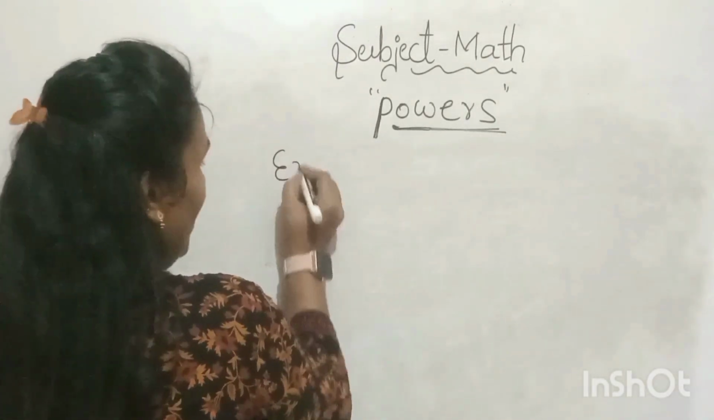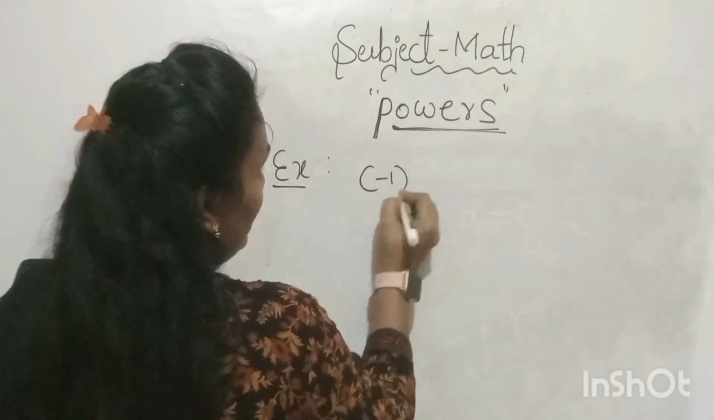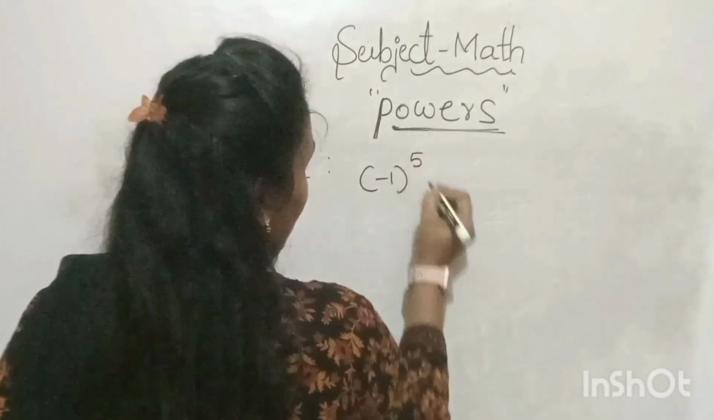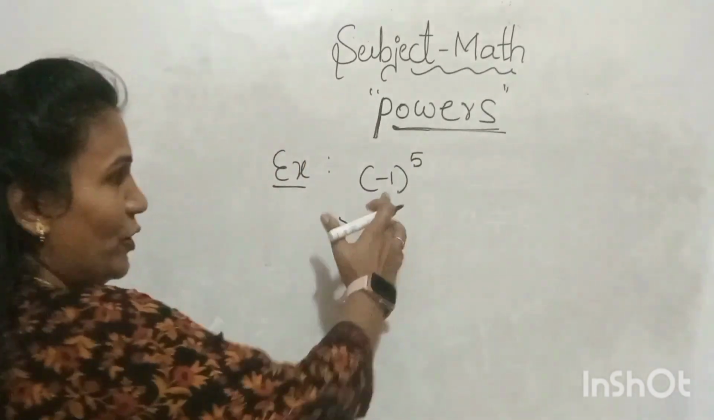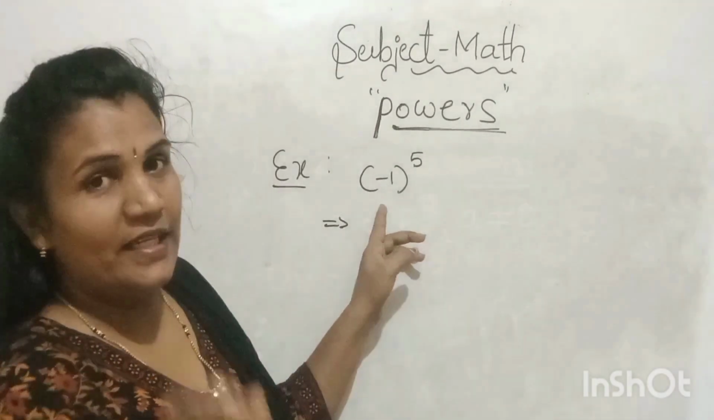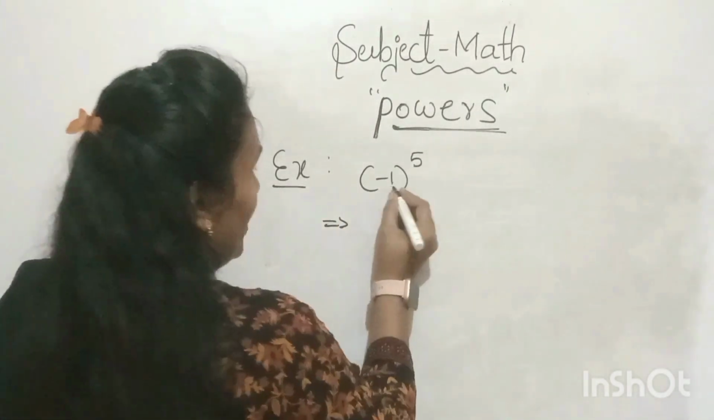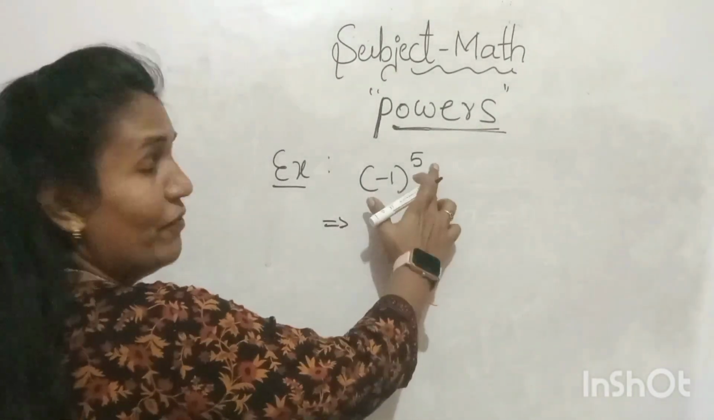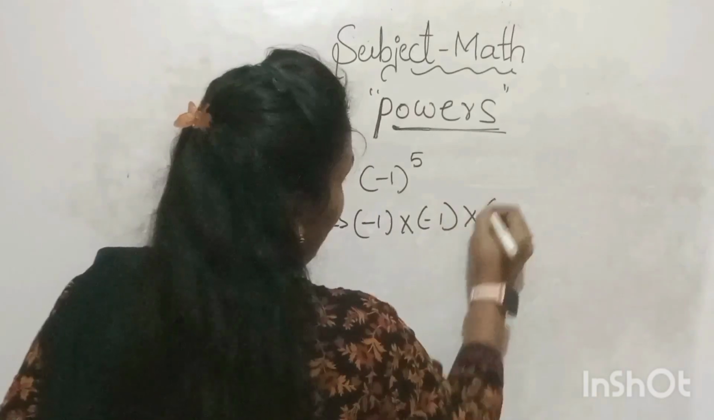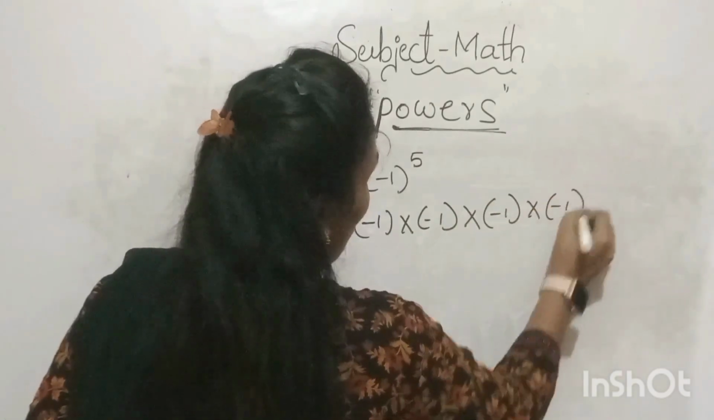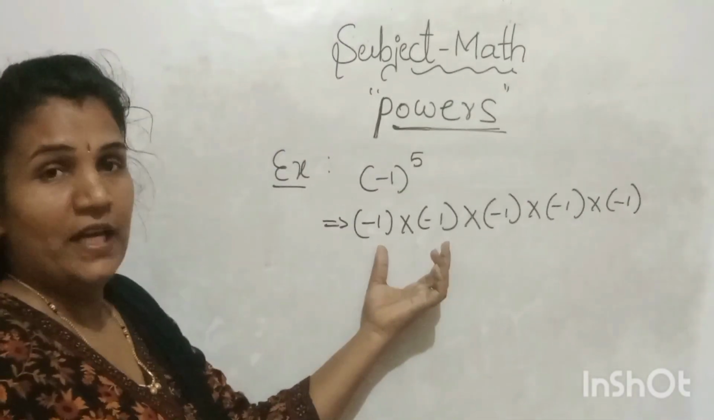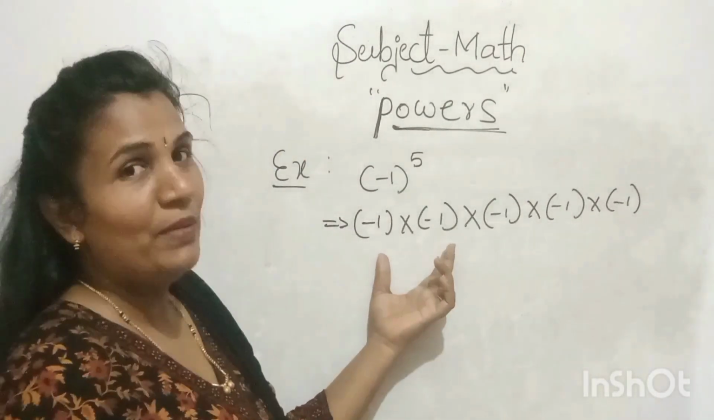Let me take an example. Minus 1 raised to the power of any odd number you can take. I am taking 5. Let us check this. As I told, minus 1 raised to the power of any odd number gives minus 1. Let me check. Minus 1 multiplied by itself 5 times: minus 1 into minus 1 into minus 1 into minus 1 into minus 1. 1, 2, 3, 4, 5, 5 times.